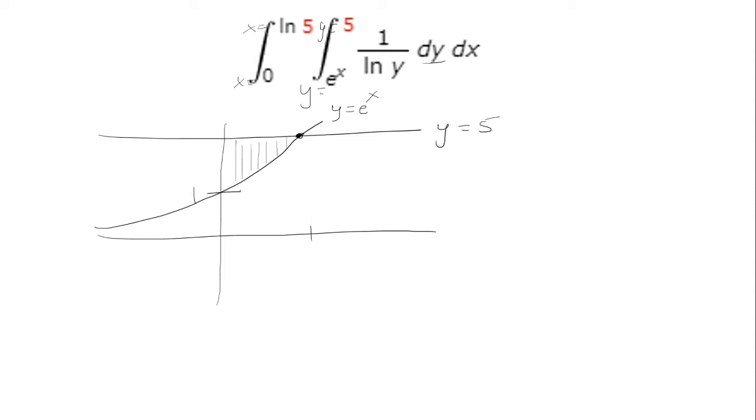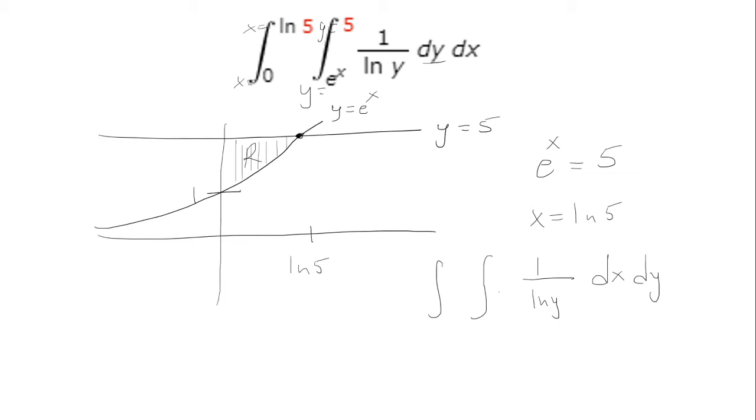So ln of 5 is over here. It turns out that's where e to the x and 5 intersect, because when I set them equal to each other, y equals e to the x equals y equals 5, I get that x is equal to ln of 5. So this is our region that we're interested in. And at this point, I'm just going to change the order of integration. So instead of doing dy first, let's do dx.